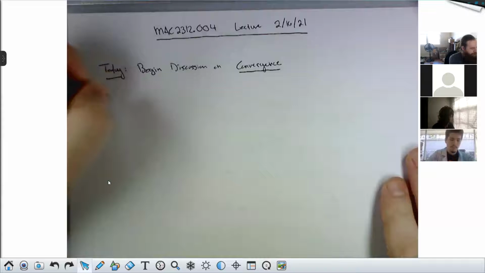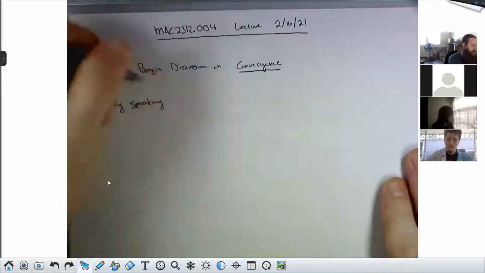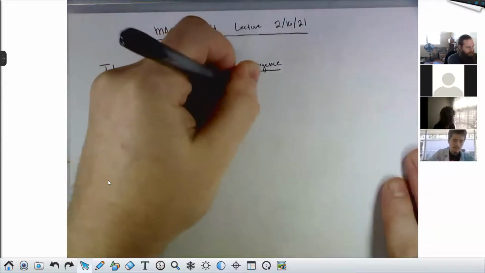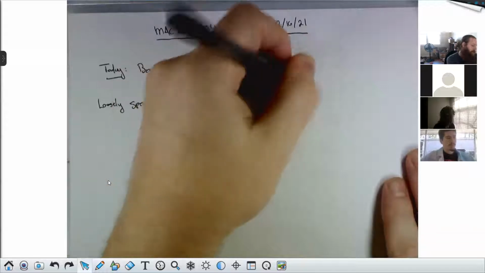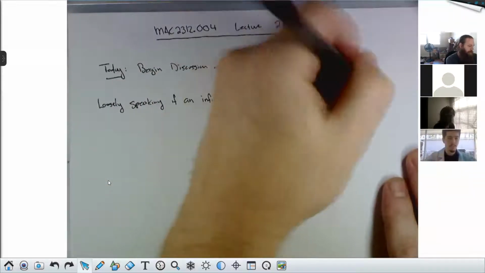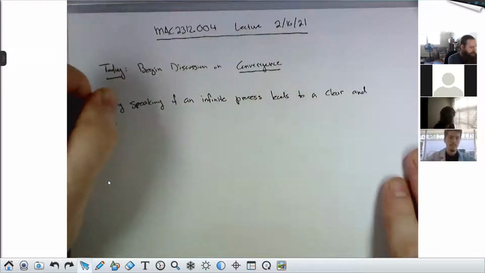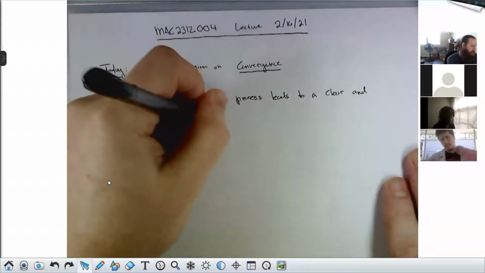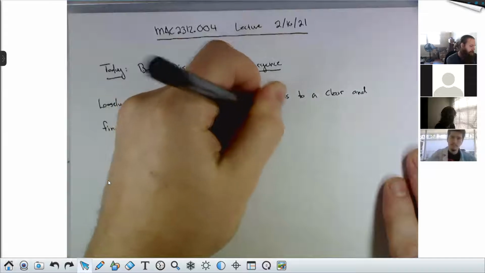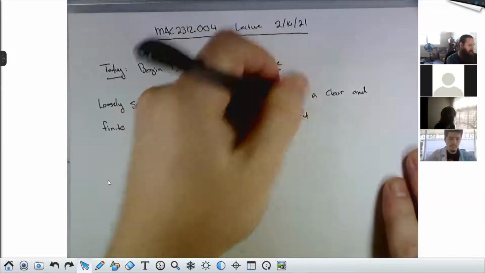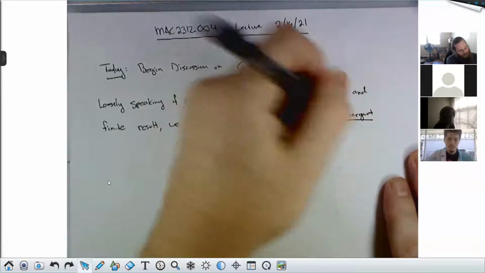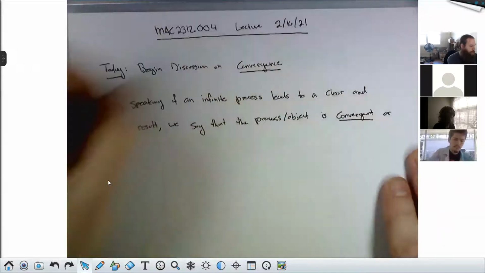What does converge mean? Loosely speaking, if an infinite process leads to a clear and finite result, we say that the process or objects involved is convergent, or converges.